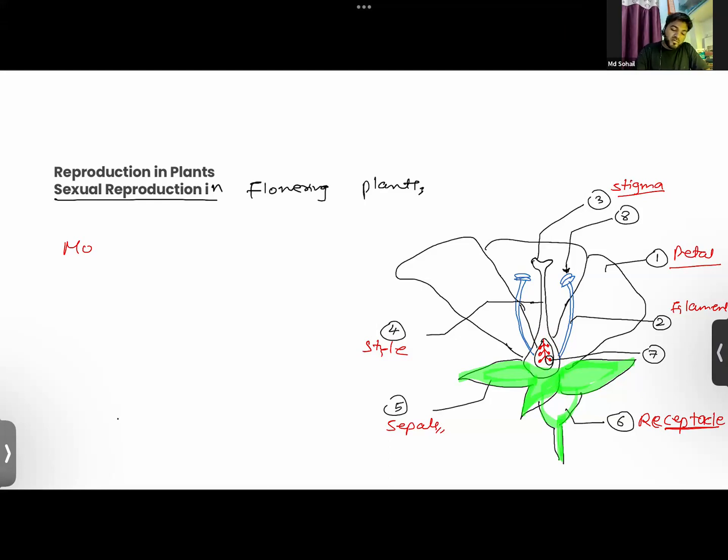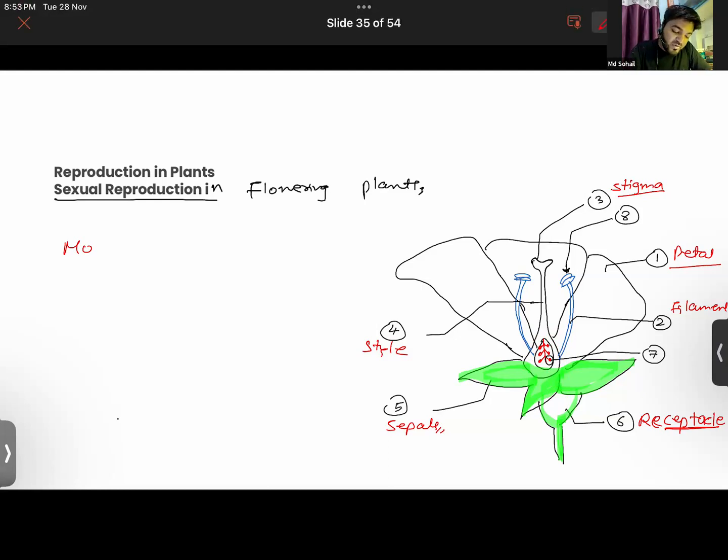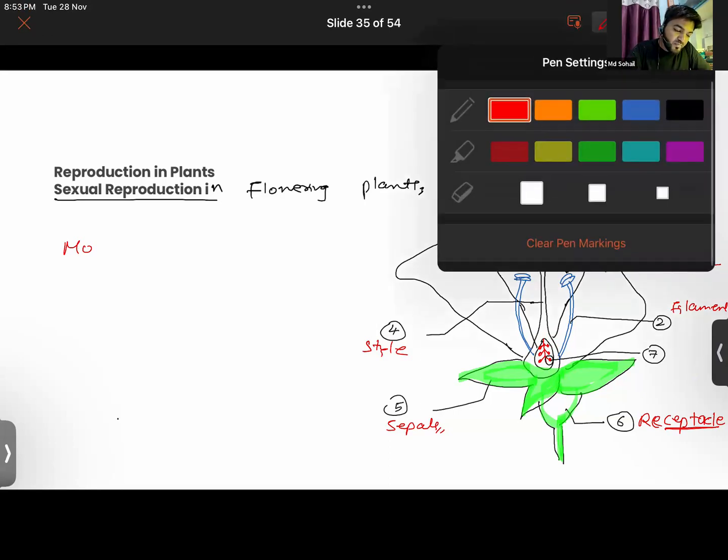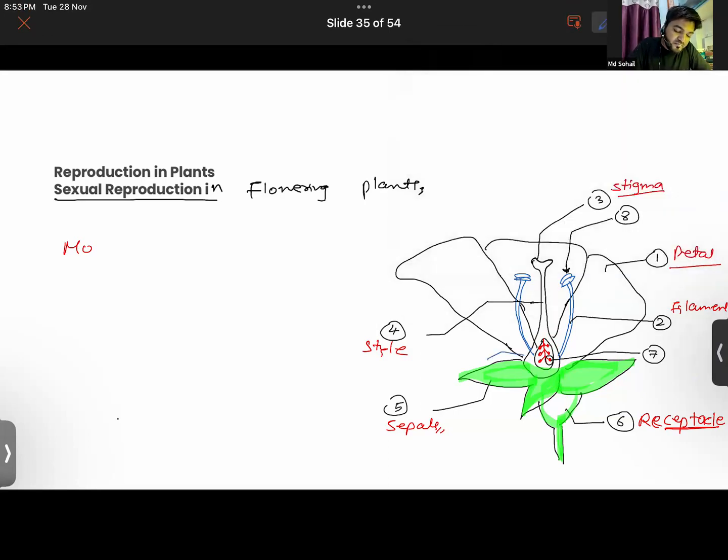Look, there's one more part to be mentioned over here. Ninth one is ovary, right? Yes, sir. And inside the ovary, this is the ovule. And the eighth one was missed. This is anther. Very good.